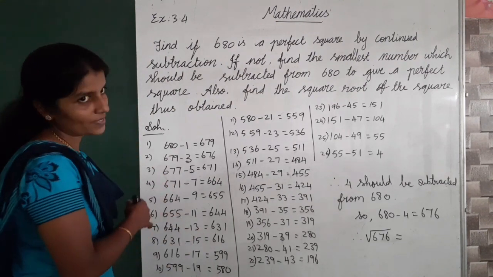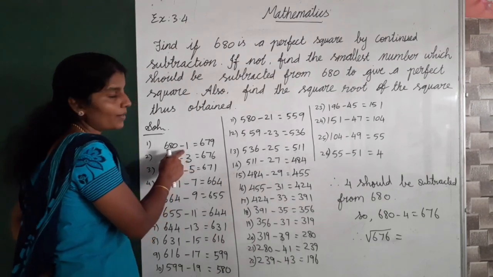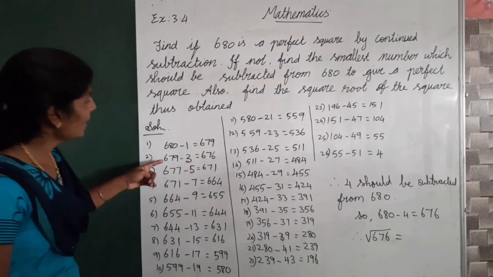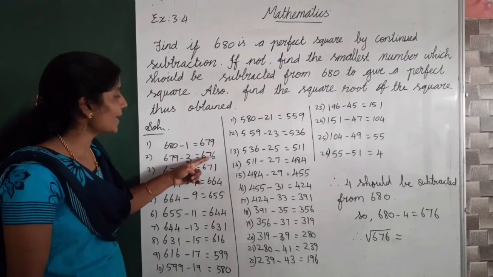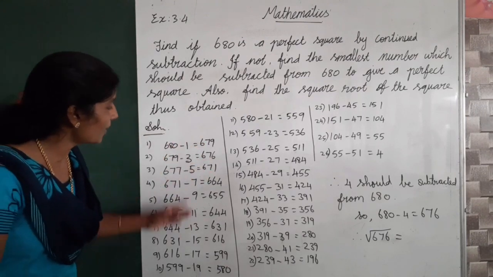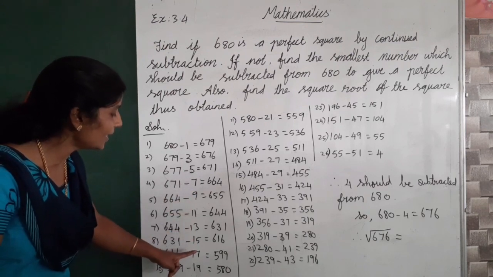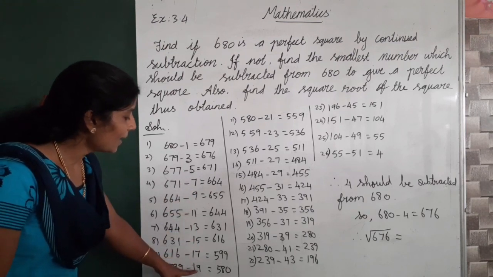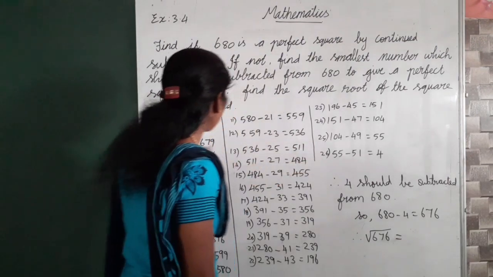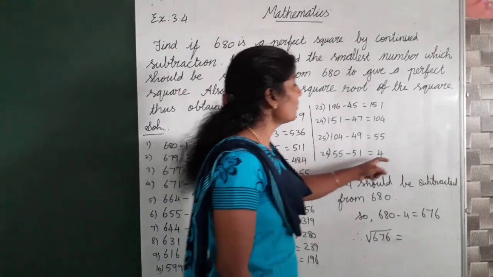We already learned this last class, isn't it? Now 680 minus 1, the first odd number, is 679. Now minus 3 gives 676. Like this, one by one, we subtract odd numbers: 1, 3, 5, 7, 9, 11, 13, 15, 17, 19, etc., up to 26 times. And how many times? 26 times, and we got 4.